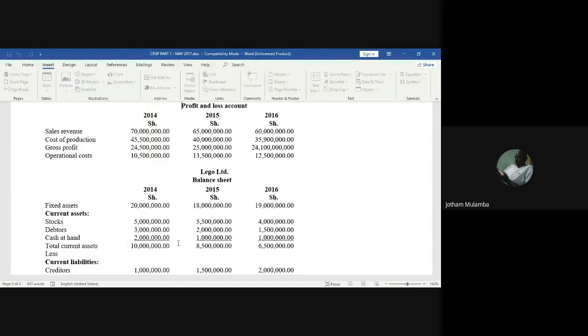Rebecca, what's the answer? 3.059. It can't be that high. Because, okay, 25 million minus 14.6 million. How much do you get? 10.4. So now 10.4 million divided by 65 million.